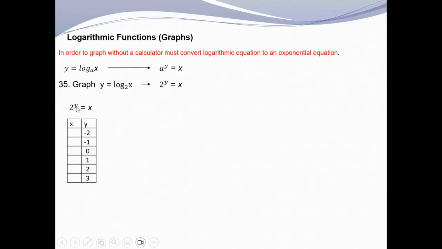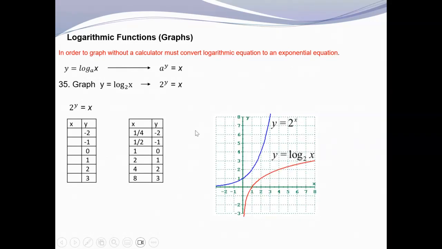If we plug in -2 for y, it's going to give us 1/4. If we plug in -1 for y, it's going to give us 1/2. If we plug in 0, it's going to give us 1. And if we plug in 1, it's going to give us 2, and so forth. So these are the points for the function 2 to the y power equals x. And now we graph, and the log is in red and the exponential is in blue.